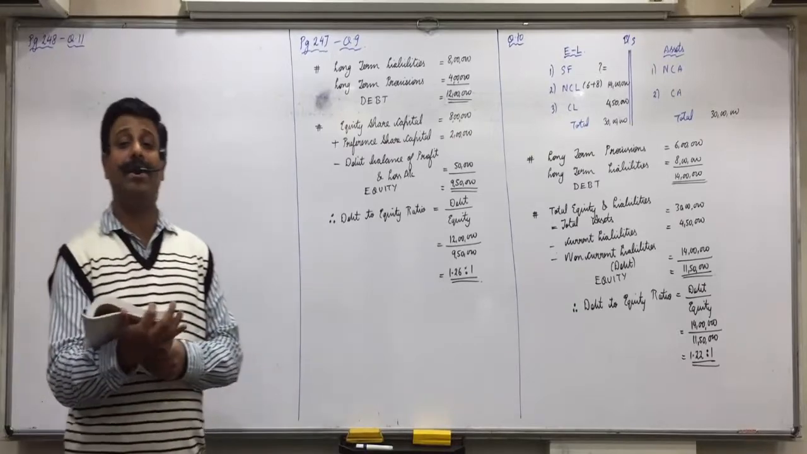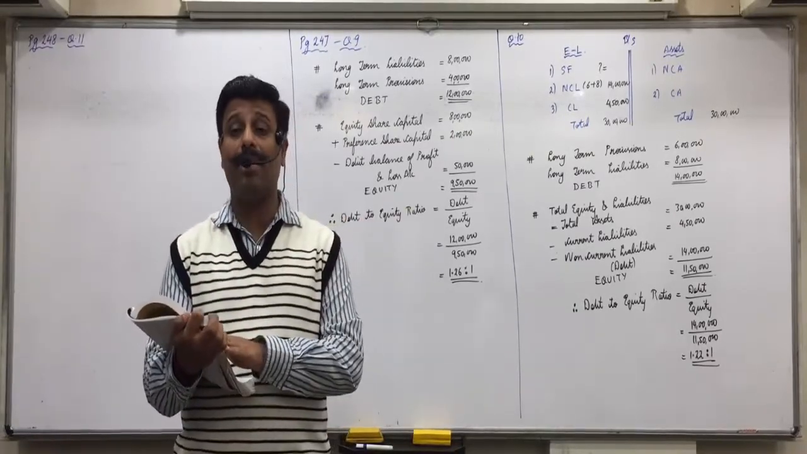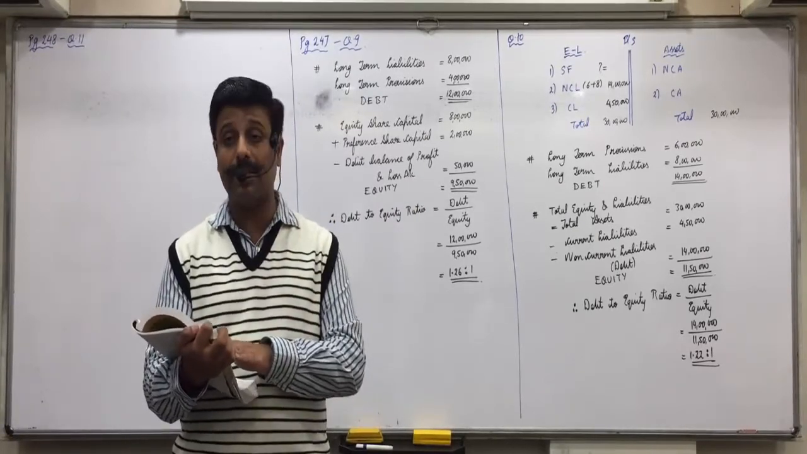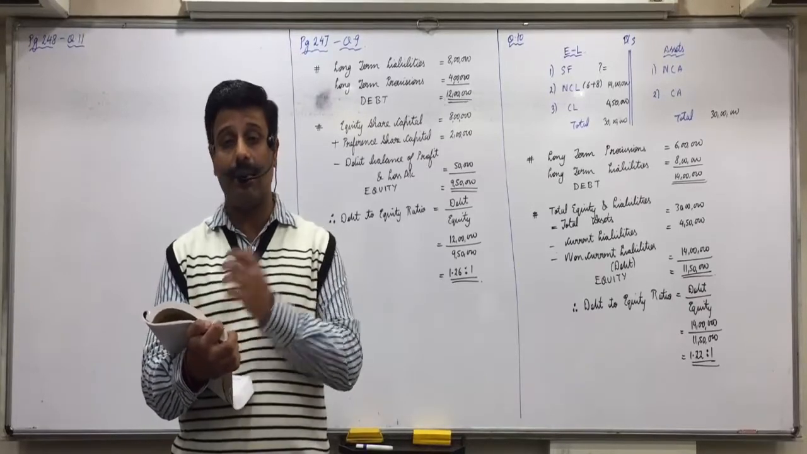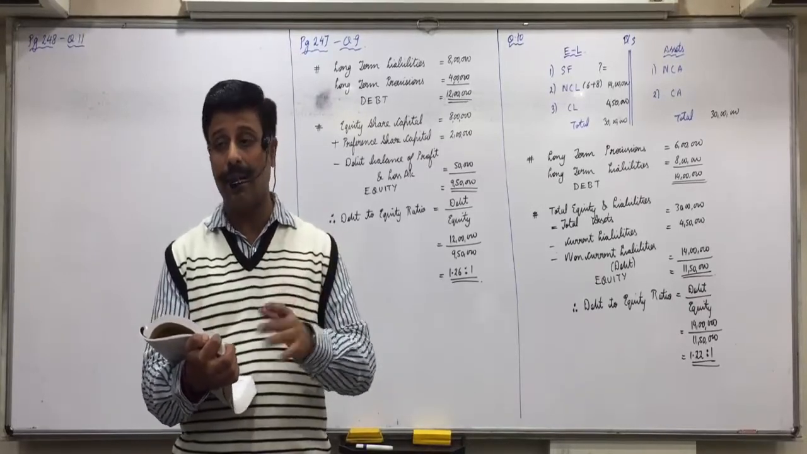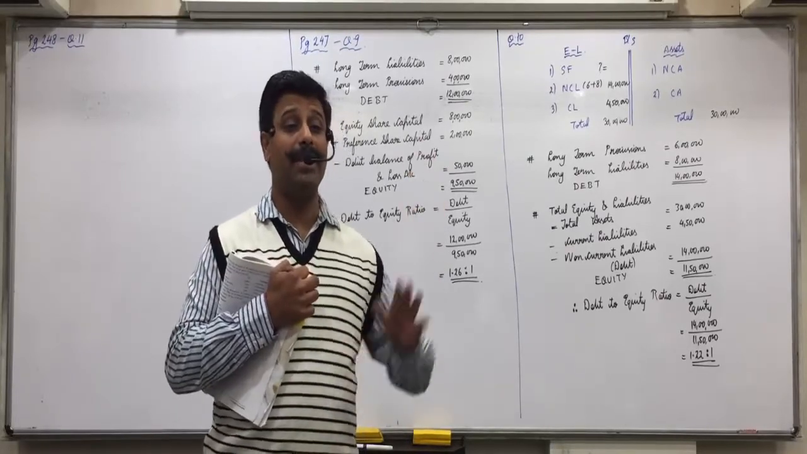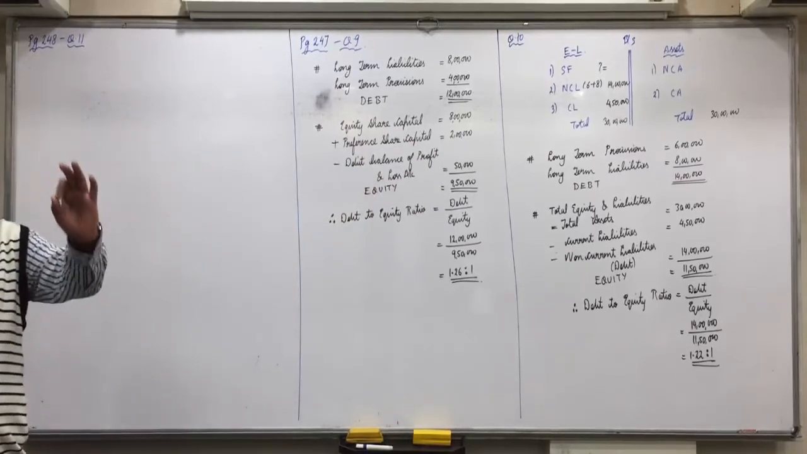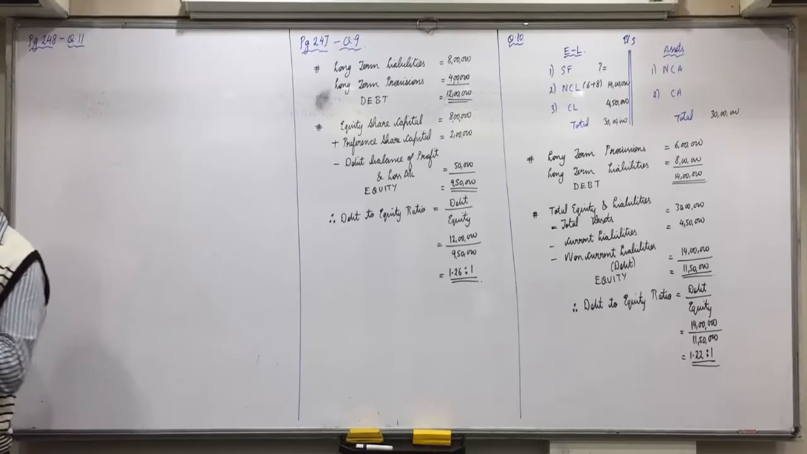For example, creditors are current liability, no relevance. Bills payable is current liability, no relevance. Outstanding expenses, current liability, no relevance. Non-current assets, no relevance. Current assets, no relevance. Total liabilities, no relevance. Means debt also we have to find indirectly. Equity also we have to find indirectly. Raise your hand. First of all, how would you find debt?